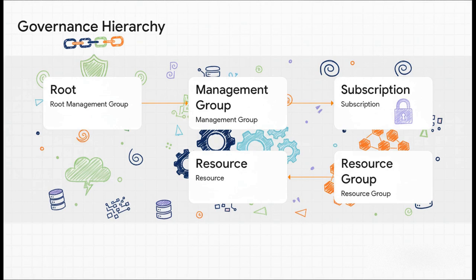This hierarchy is basically the backbone of good governance in Azure, and the single most important concept here is inheritance. It's simple. Any rule or permission you apply at a higher level, like a management group, just automatically cascades down to everything underneath it. It's how you enforce standards across your whole organization without going crazy.